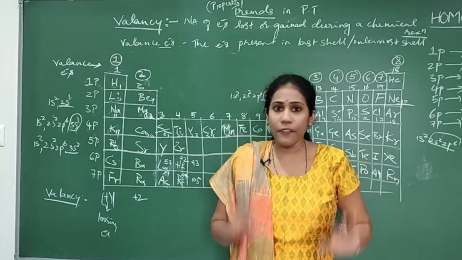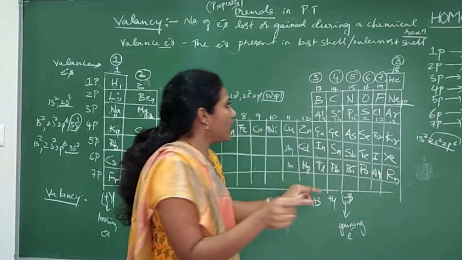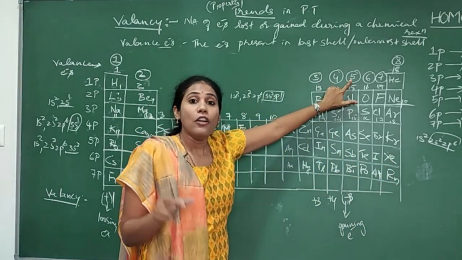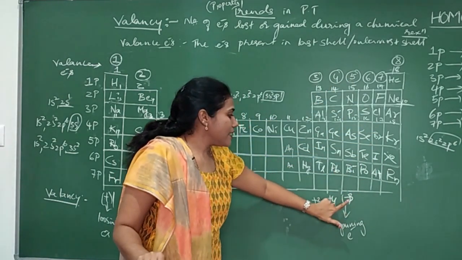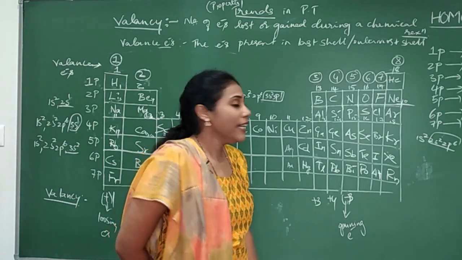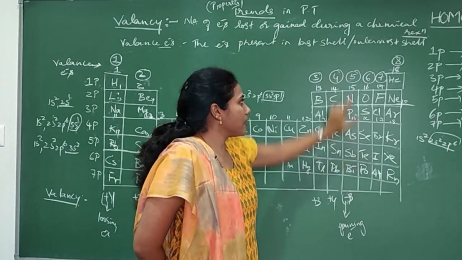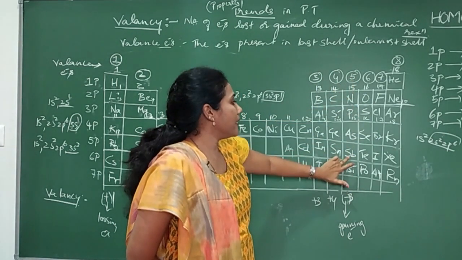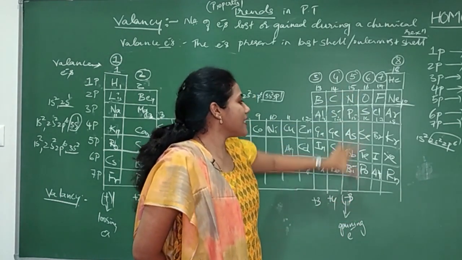Many of you will get confused. If they ask how many valence electrons are there in nitrogen, your answer should be 5. If they ask what the valency of nitrogen is, then your answer has to be minus 3. Don't ever get confused between this digit and this digit. This 5 is the valence electrons present in them. Minus 3 is the valency of these elements.